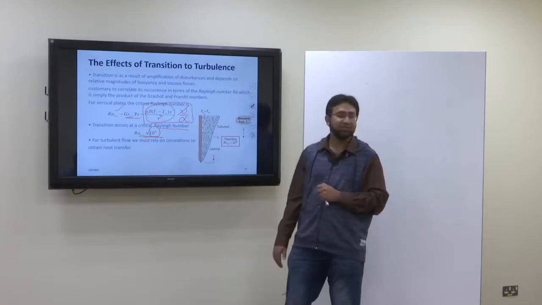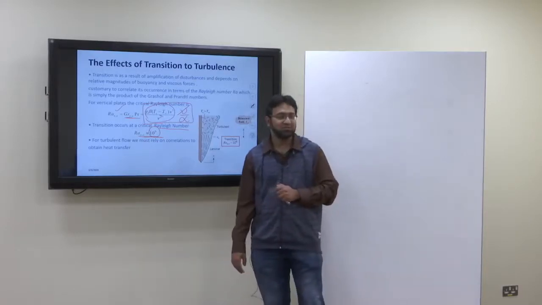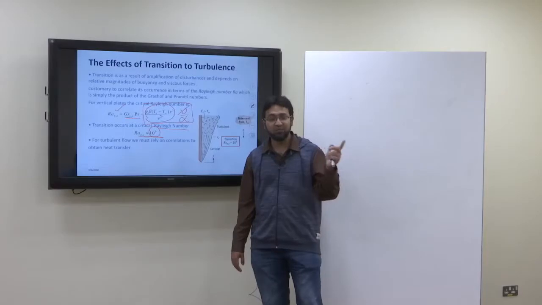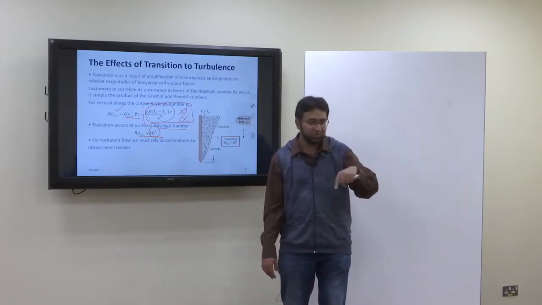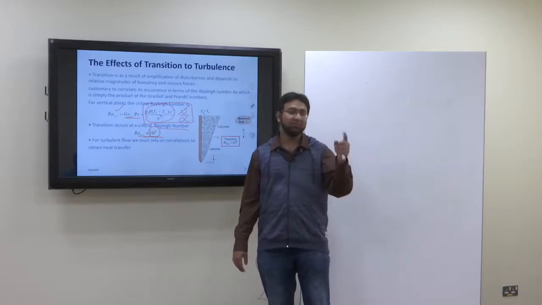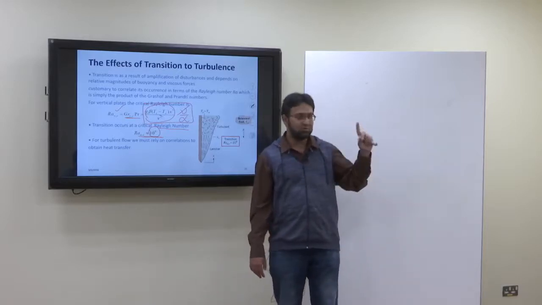So now you have another number. The Grashof number is used in the analysis of free convection, but the Rayleigh number is the one which determines whether the free convection is laminar or turbulent.